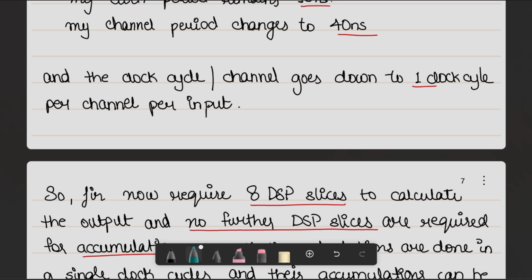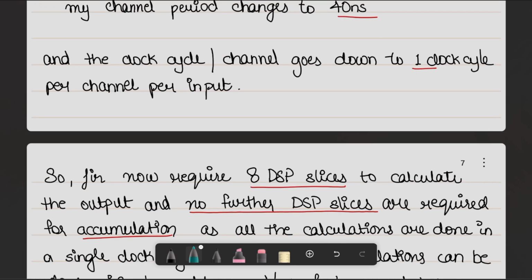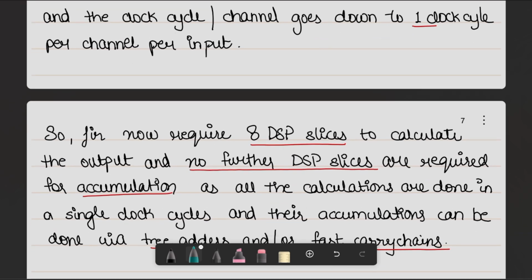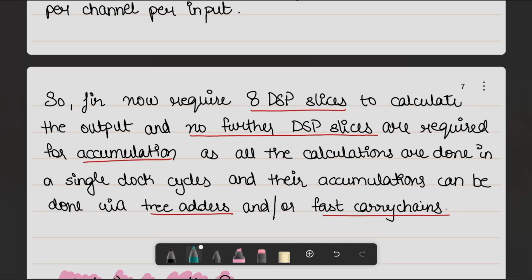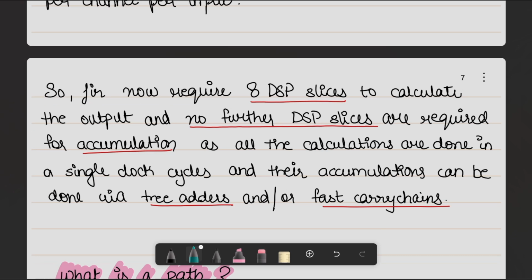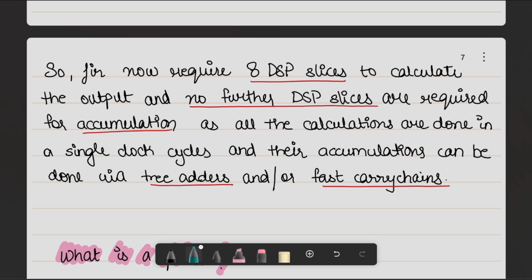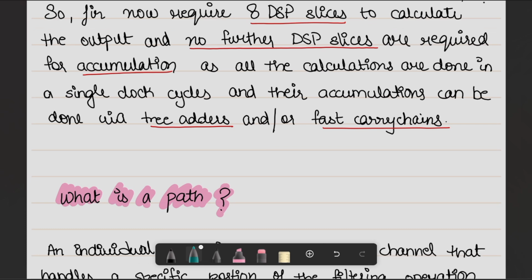So effectively, I have only 1 clock cycle per channel for the present input, or per input. So the FIR now requires 8 DSP slices to calculate the output. And since they're all being calculated in the same clock period, no further DSP slices are required for accumulation, as these accumulation calculations can be done via tree adders or fast carry chains.